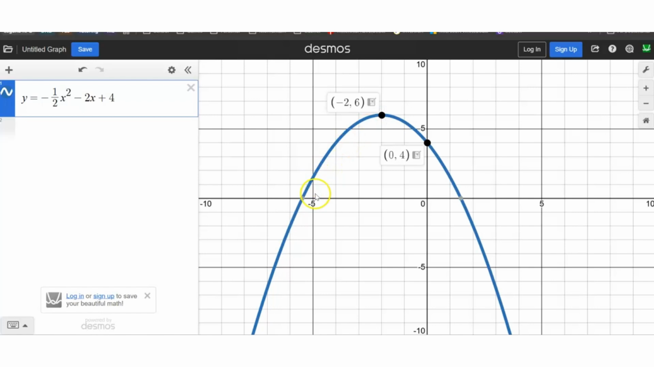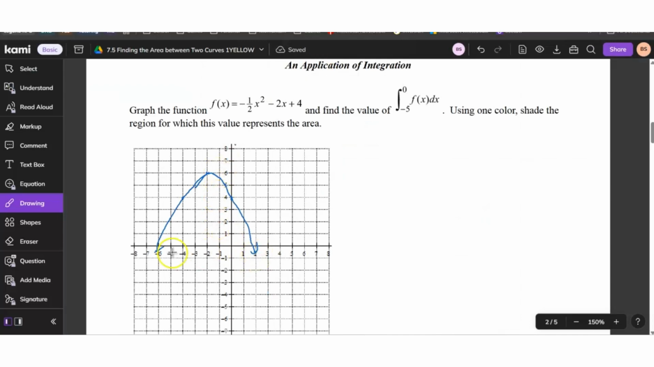I would get the point negative 2, 6. I'm going to have one over here at like negative 5.5, and another one at roughly 1.5. And so that's what I graphed, roughly. It's not quite right. It should go here and here.